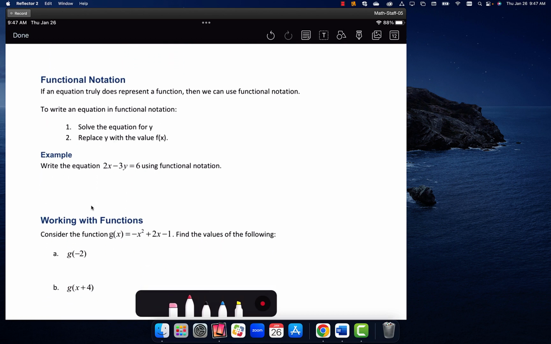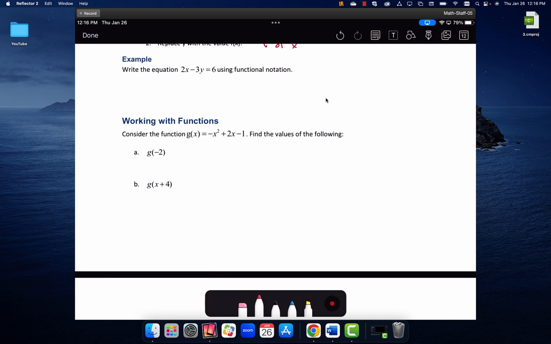Function notation. If an equation truly does represent a function, then we can use functional notation. To write an equation in functional notation, we're going to solve the equation for y and replace y with the value f of x. We call this f of x.